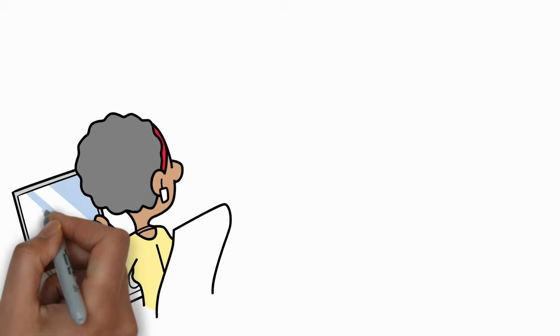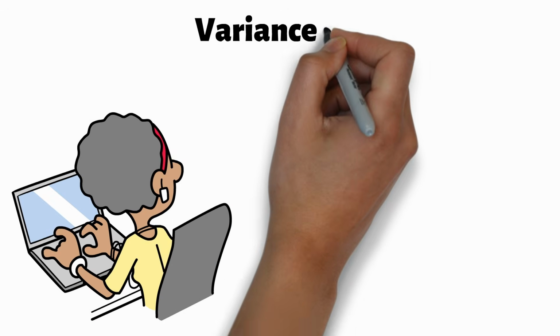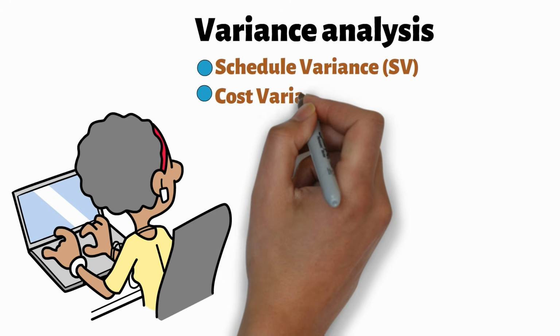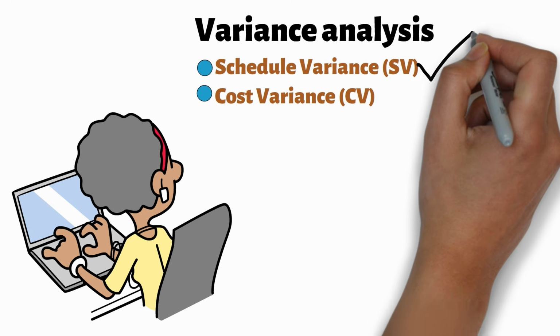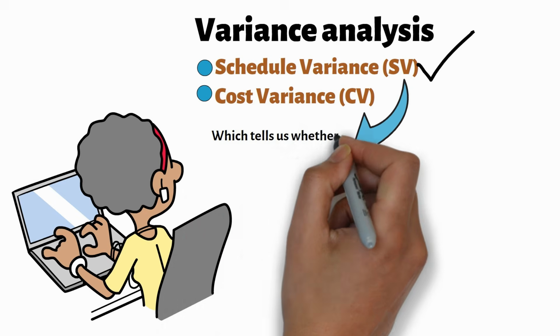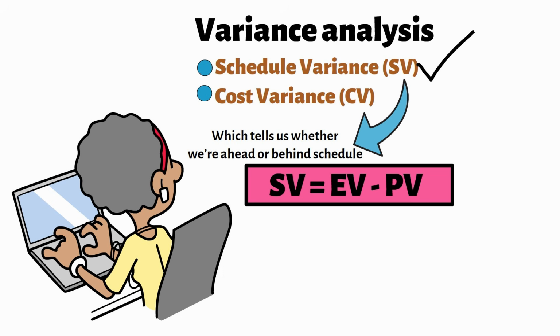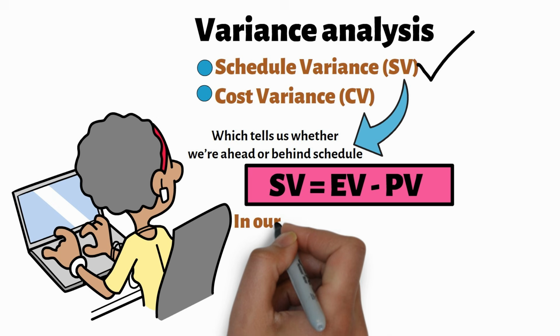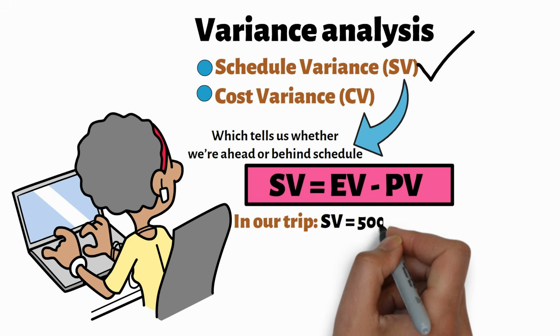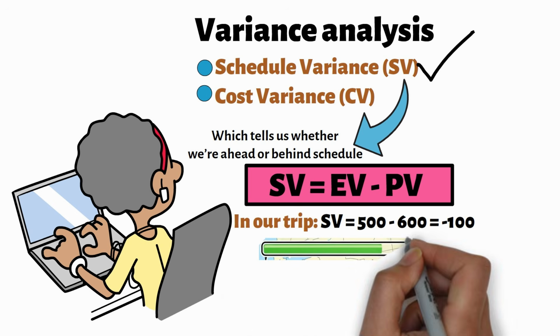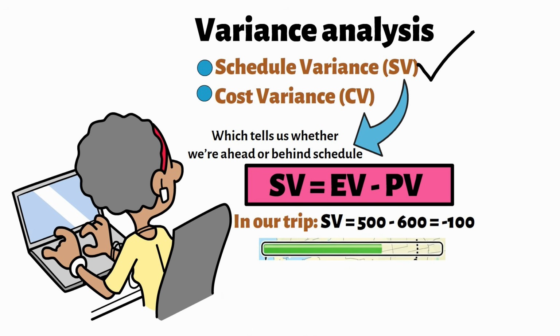Now it's time to compare where you are versus where you plan to be. That's where variance analysis comes in, specifically schedule variance, SV, and cost variance, CV. Let's start with schedule variance, SV, which tells us whether we're ahead or behind schedule. The formula is SV equals EV minus PV. In our trip, SV equals 500 minus 600 equals minus 100. That means you're 100 miles behind schedule. Not terrible, but it's a clear signal you've fallen behind your plan.